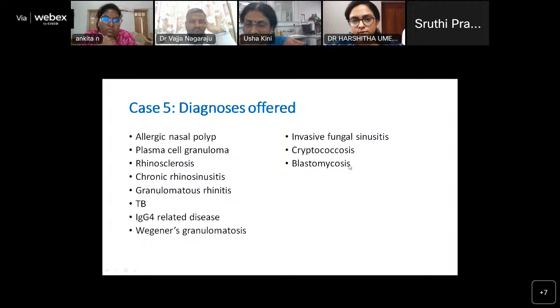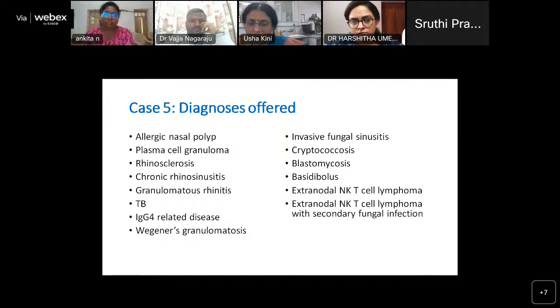Can that be blastomycosis? The morphology is different. I think you should look at the history. Someone said basidiobolus. Basidiobolus, I'm sure it's a type of zygomycosis. Maybe it is so. Someone thought of a lymphoma, but we didn't have any atypical cells. It looked like a very polymorphous infiltrate with lots of eosinophils, but the fungus is very striking. And someone said, yes, there is a lymphoma in addition to a fungus. And then angiofibroma. Okay, so these were the diagnoses offered.